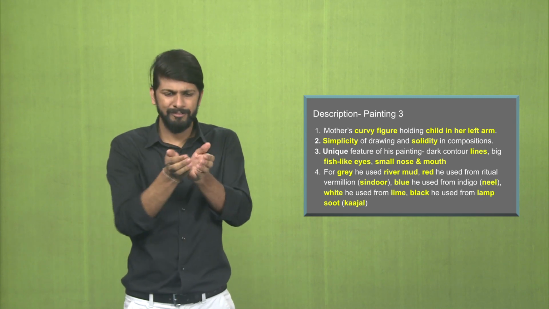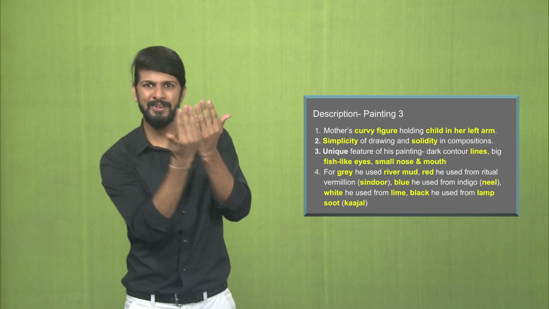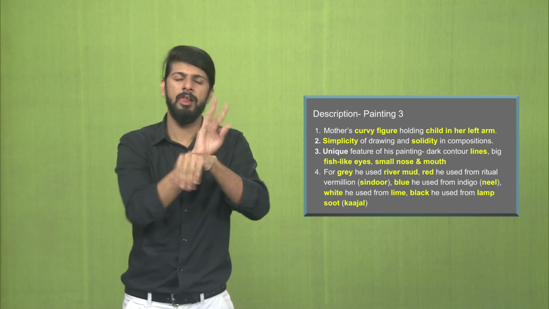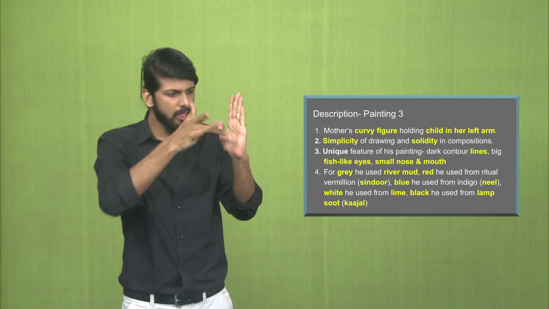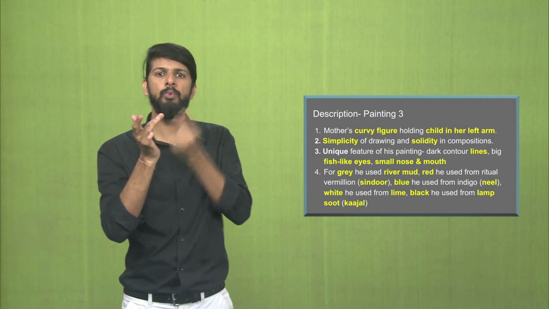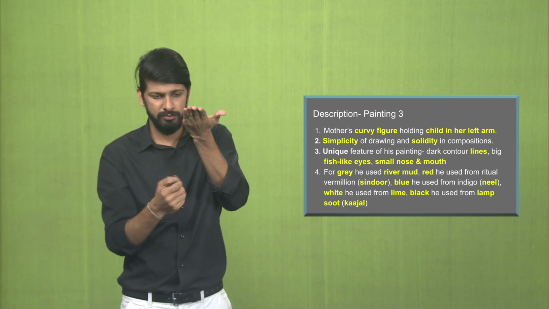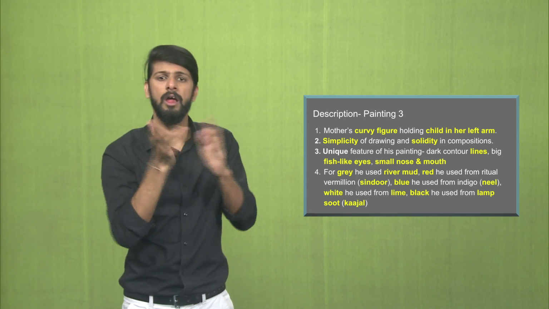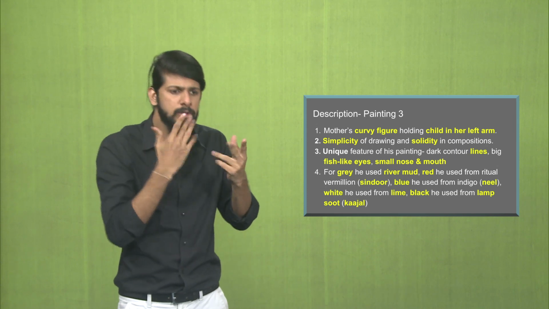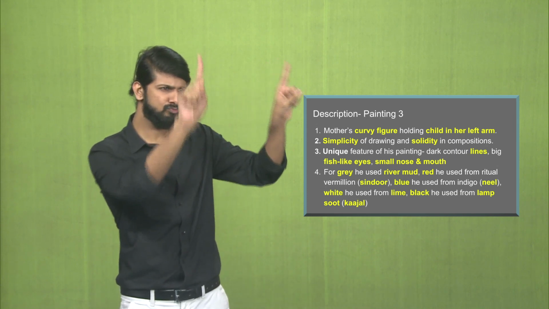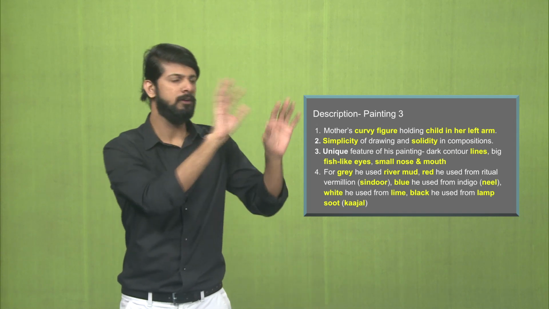For black, he used lamp soot, how we get kajal. So, if you have a flame in some kind of a metal container, this flame would after some time leave behind soot which is also used as kajal. He would use the same thing to paint, the black color he would get from lamp soot. These were the various colors he procured himself and used in the Mother and Child painting.